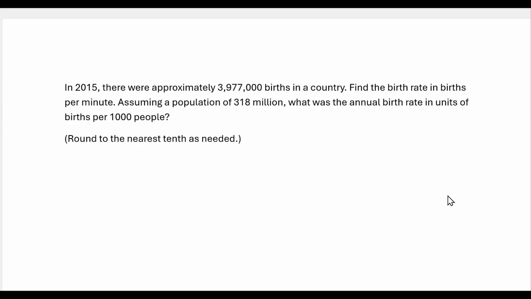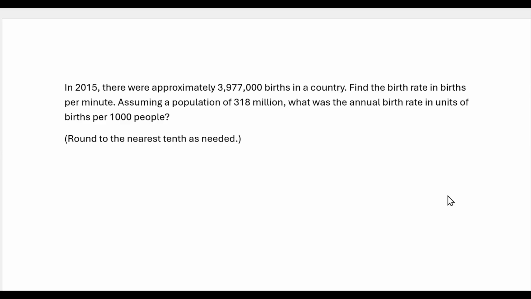So in 2015, there were approximately 3,977,000 births in the country. Find the birth rate in births per minute. Assuming a population of 318 million, what was the annual birth rate in units of births per 1,000 people? Round to the nearest tenth as needed.